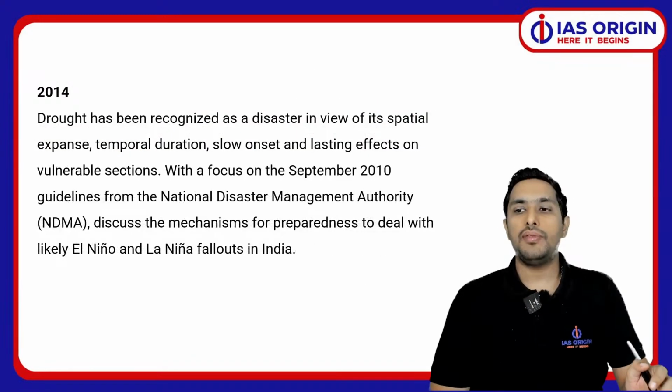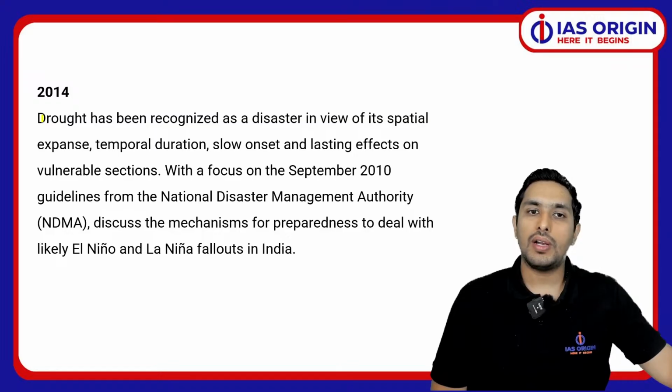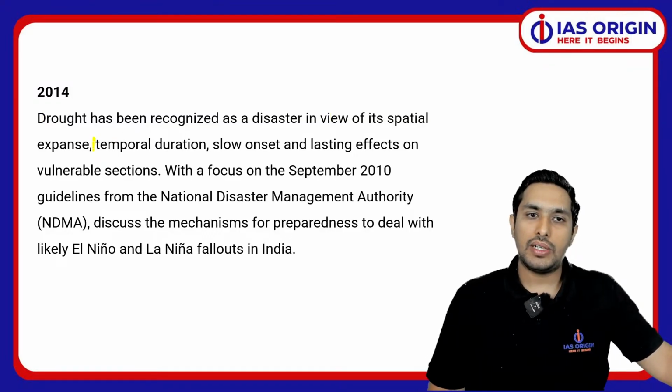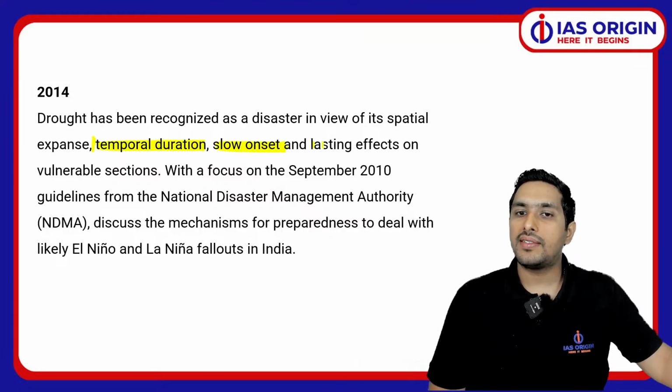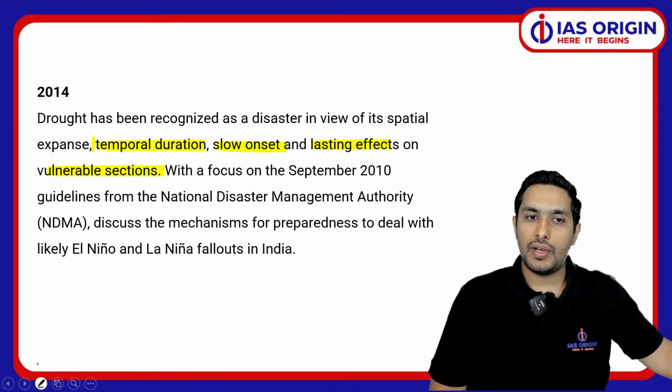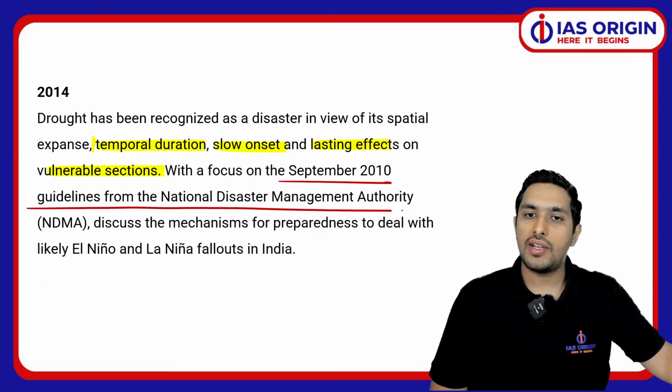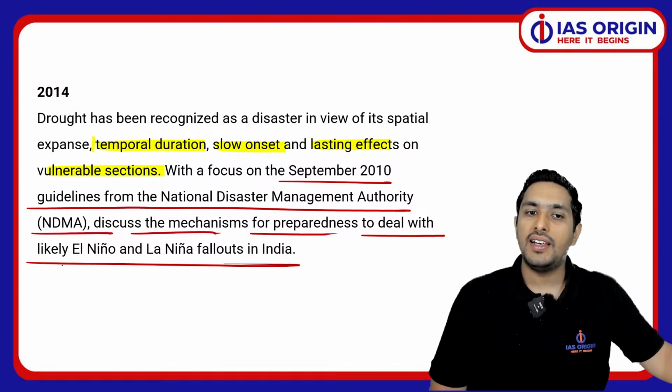Similarly, in 2014 we had a question that drought has been recognized as a disaster in view of its special expense. ठीक है? अब ये देखो टेम्पोरल ड्यूरेशन, स्लो ऑनसेट एंड लास्टिंग इफेक्ट्स ऑन वल्नरेबल सेक्शन, ये बहुत इंपॉर्टेंट है. So again there is a question on the 2010 guidelines from the National Disaster Management Authority, NDMA: discuss the mechanism for preparedness to deal with El Nino, La Nina.